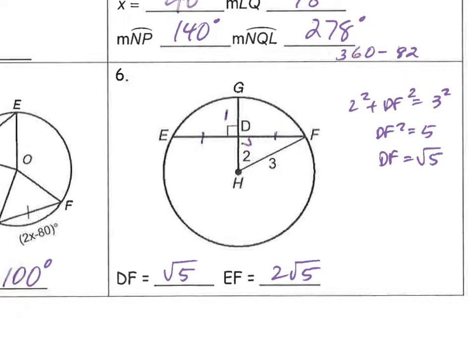EF, since DF is root 5. So this is root 5 and root 5. So you just say what's root 5 plus root 5? That's 2 root 5. So that's why the answer to that one is 2 root 5.